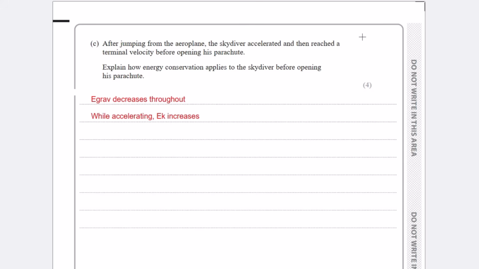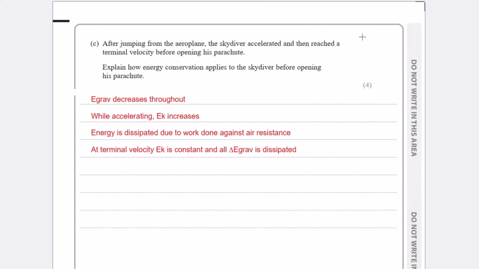And like I just said, while accelerating, the kinetic energy increases. Now, the decrease in gravitational potential energy is not equal to the increase in kinetic energy. The increase in kinetic energy is a bit less, actually much less. So where does the rest of the energy go? Because energy is dissipated due to work done against air resistance.